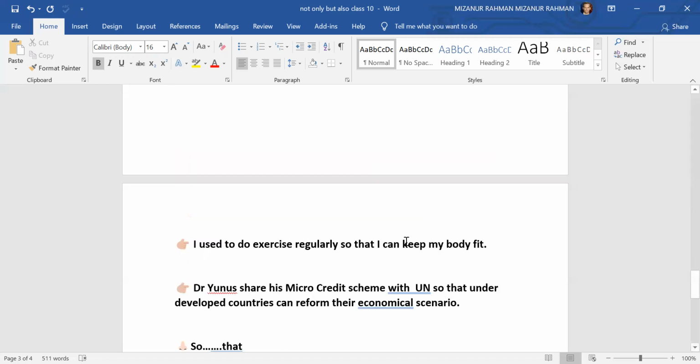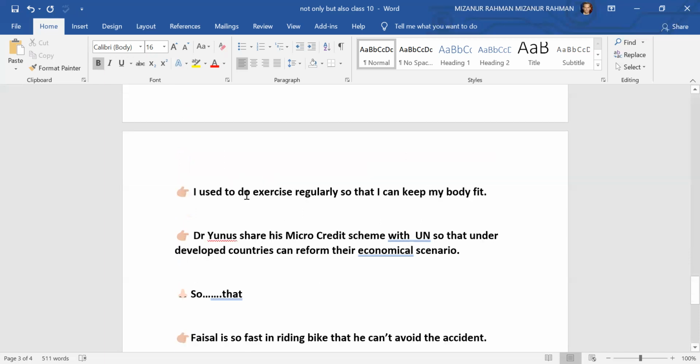Great. So that I used to exercise, exercise is already a verb. So you can cut it through the do. Okay. I used to exercise regularly so that I can keep my body fit. Guys, can anybody catch the mistake here?